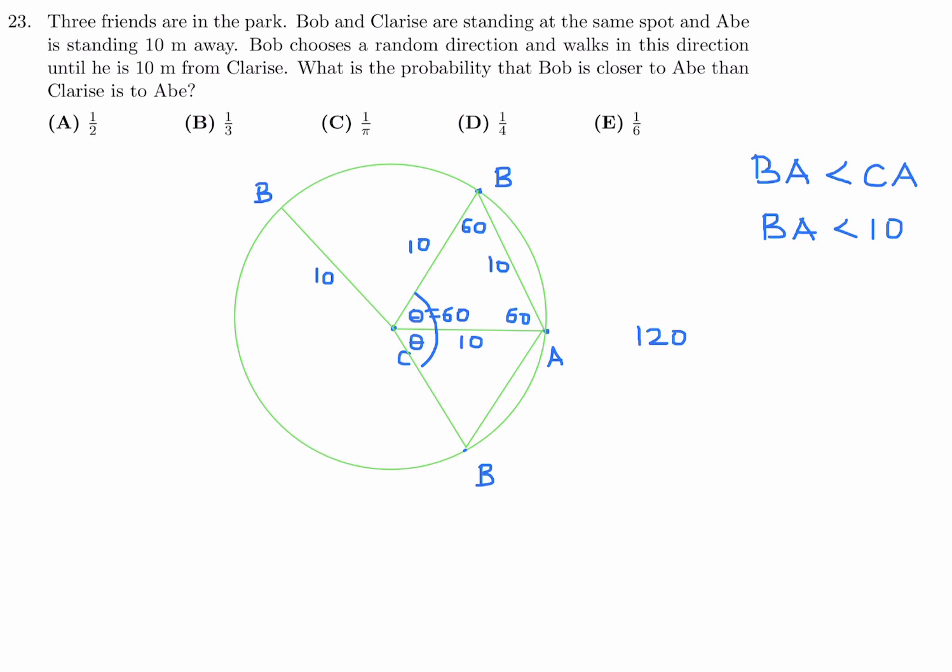Well, what percentage of the circle is 120 degrees? Well, I divide by the total number of degrees, which is 360, and that just reduces to 1/3. So that is the probability of this question. So number 23, the answer is B.